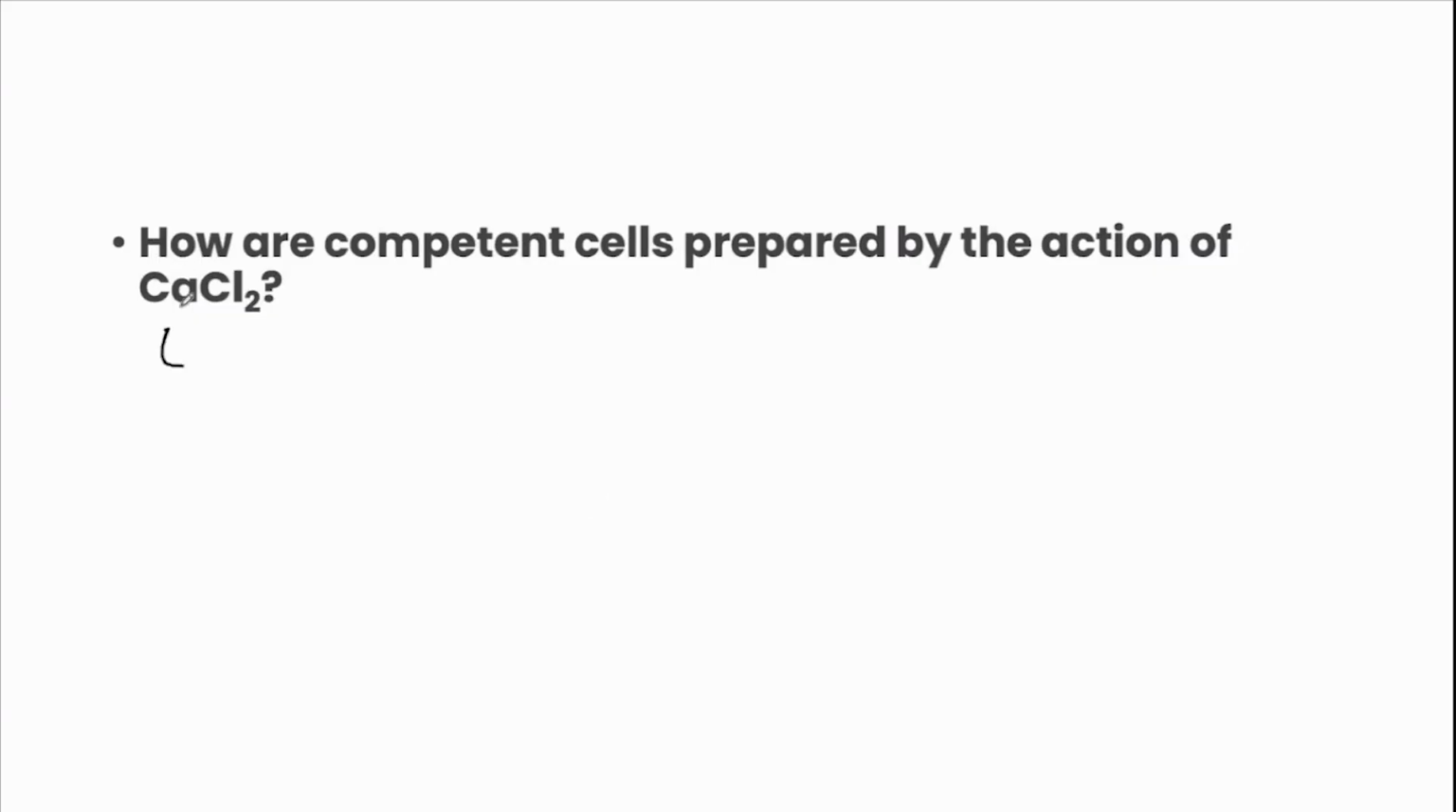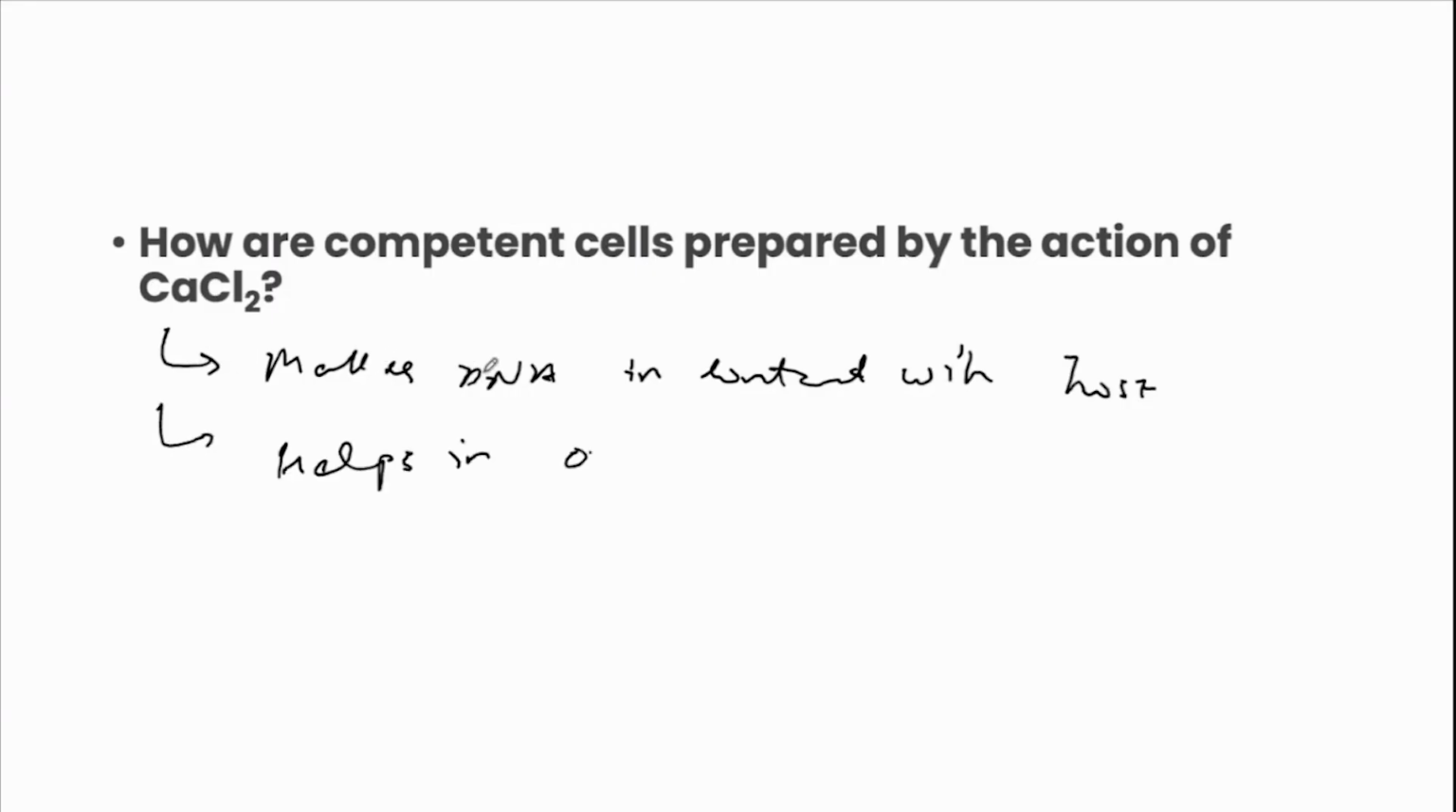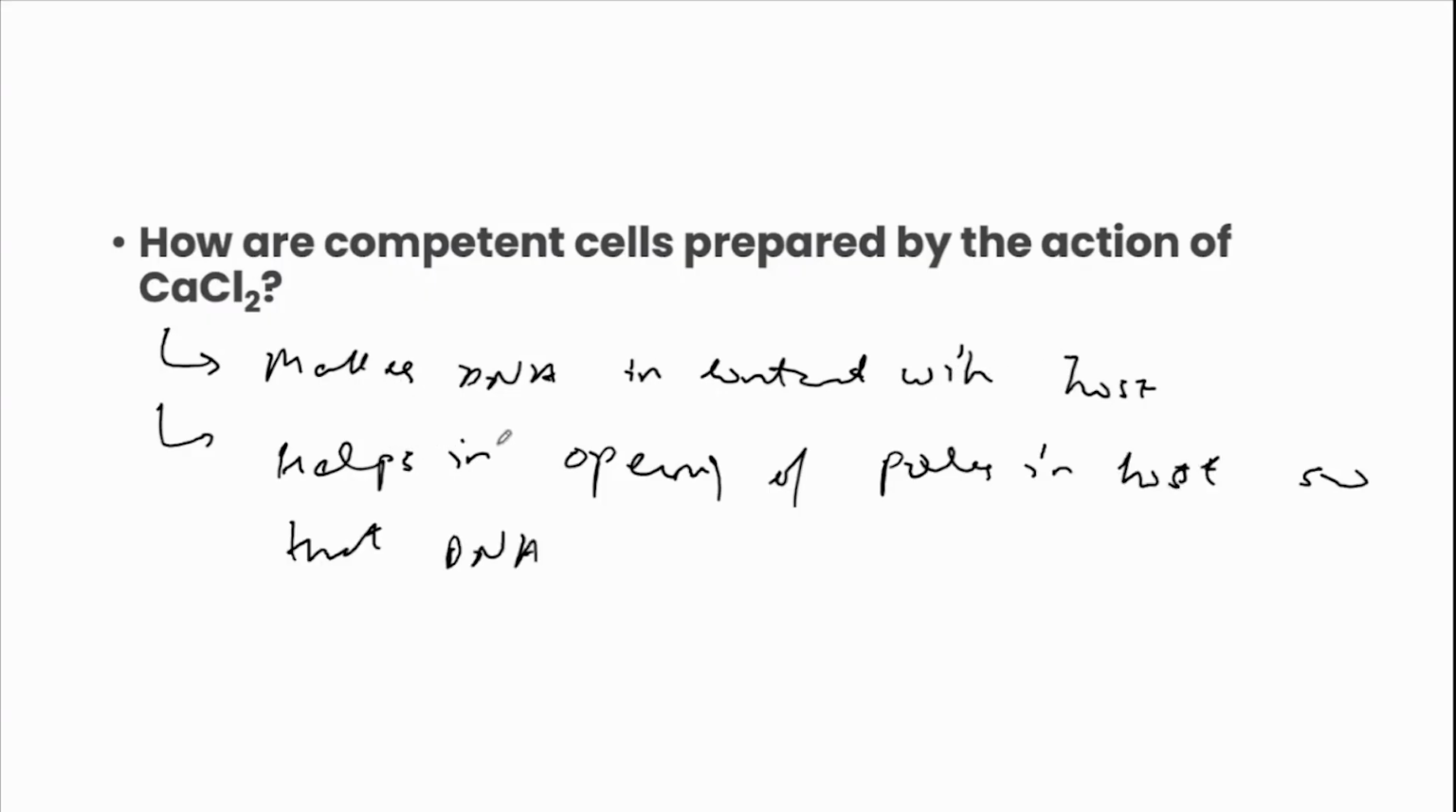So this calcium chloride first makes DNA come in contact with the host, and second helps in opening pores in the host so that DNA can easily enter. Right. So what is the importance of calcium chloride? First, it gives polarity to the DNA as well as the components so that they can come in contact with each other, and then upon heat shock it also helps in creating pores in the host so that the DNA can easily enter.